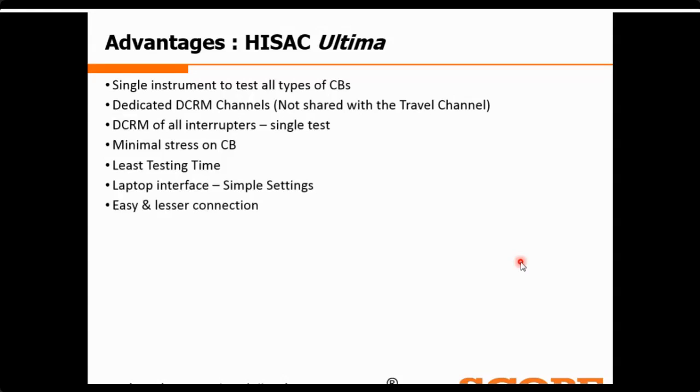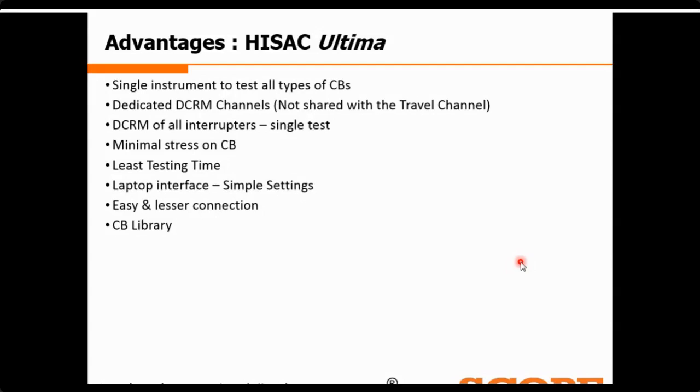We are also giving the laptop interface with simple settings, and one particular feature I would like to highlight is the circuit breaker library. Here you can put in the details of your circuit breaker, for example, the voltage level and the make of your circuit breaker. Along with this feature, you can create the circuit breaker library for your future reference.